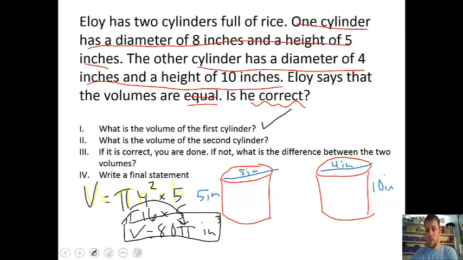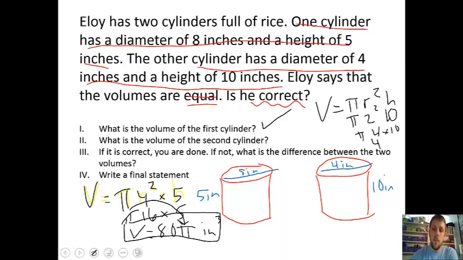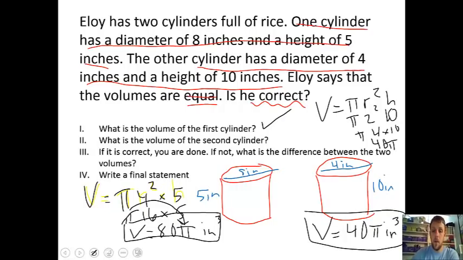Our second one is 4 inches, 10 inches. So V is equal to pi r squared times height. So pi times the radius, which is 2 squared, times the height, which is 10. Pi times 4 times 10, and that would be 40 pi. So we know that the volume of this one is 40 pi inches cubed.